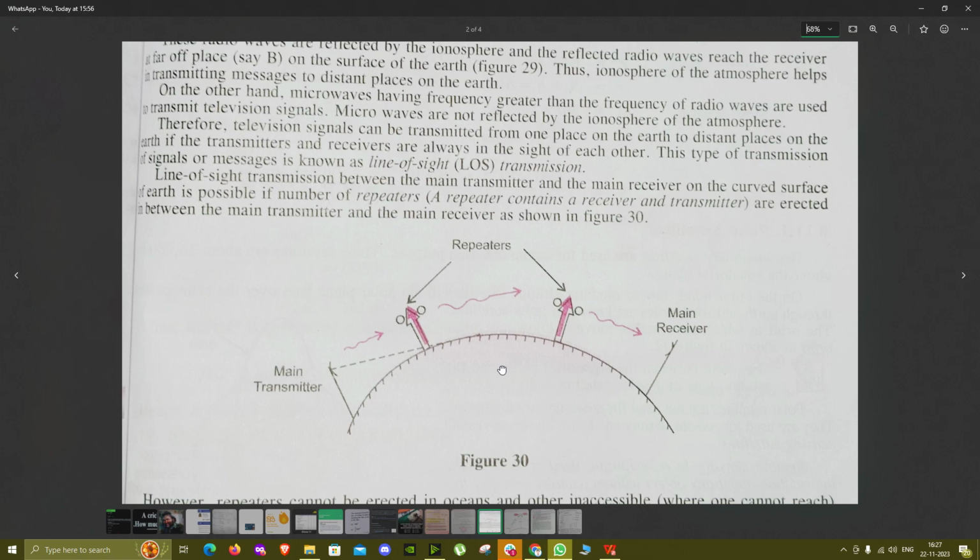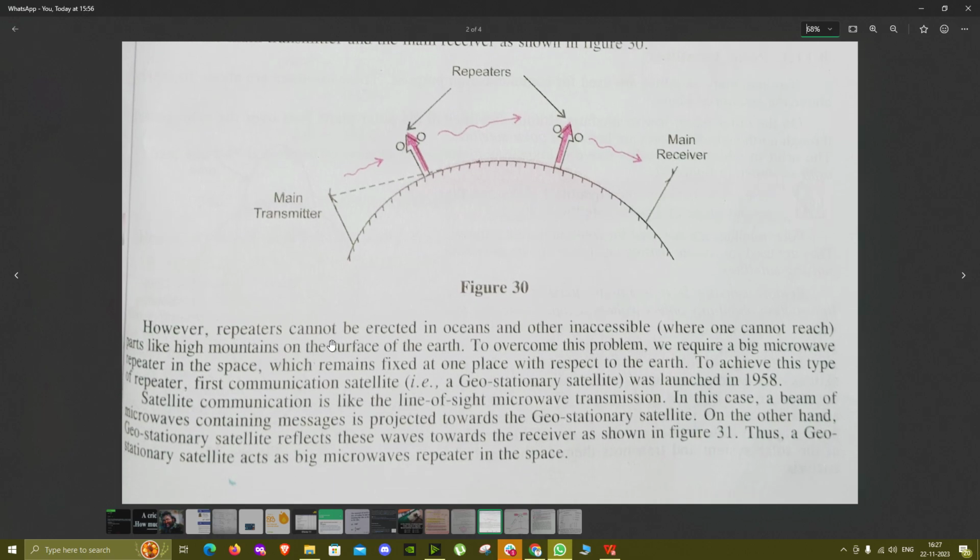Now, however, repeaters cannot be erected in oceans. Let's say you have to send a signal from India to Africa. There is an ocean between them, and sometimes there are mountains where you cannot erect a repeater antenna. So what do you need? To overcome that problem, we require a big microwave repeater in space itself, which remains fixed at one place.